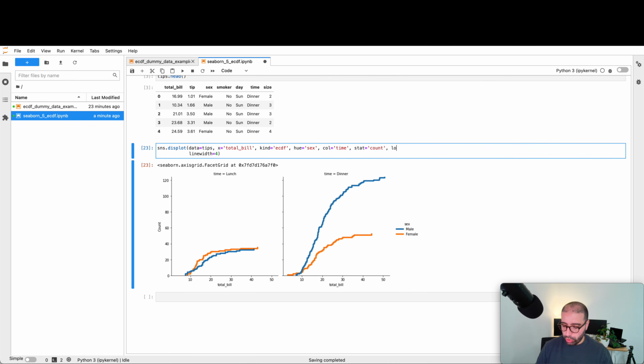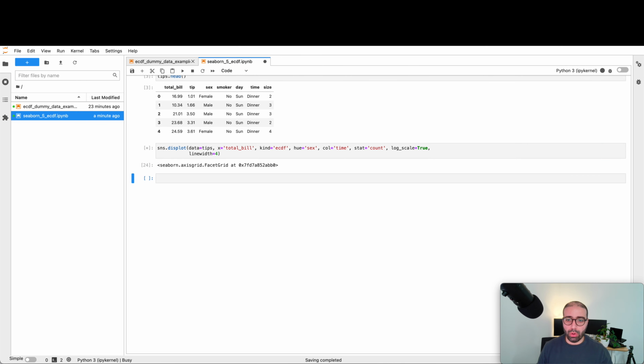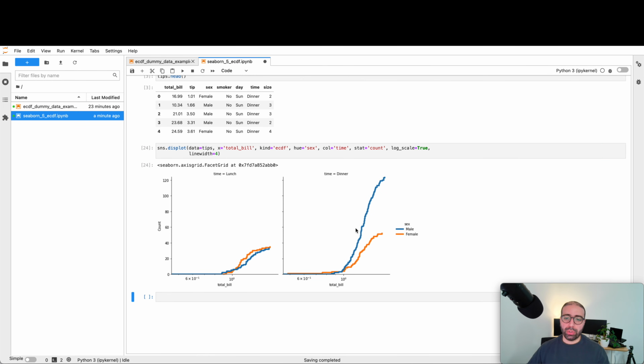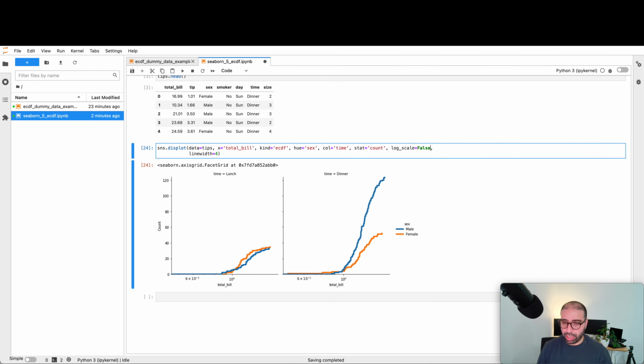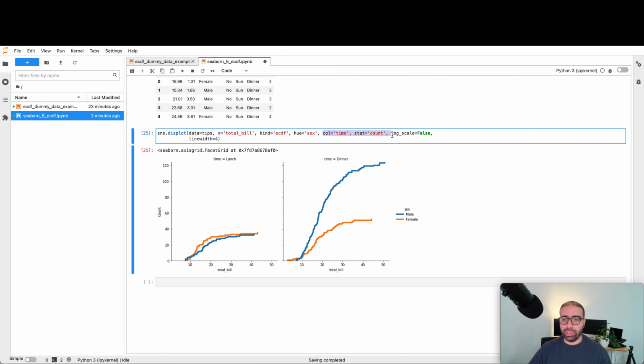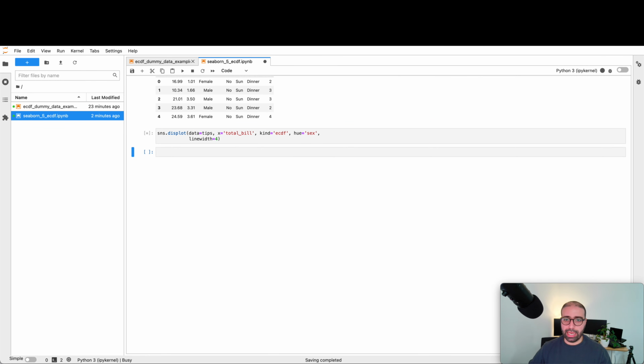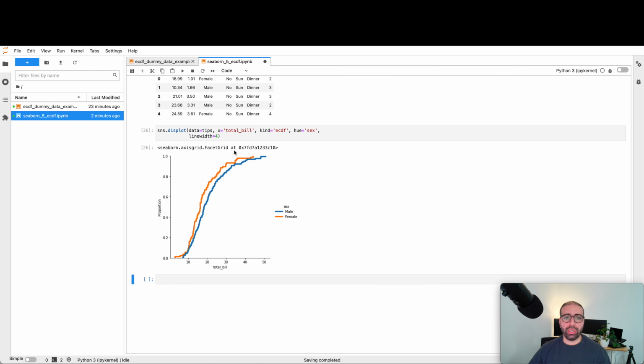The other thing you can do, you can use the log scale if you wanted to. So by default, it is set to false, but you can set it to true. For this data, I don't think it really makes sense to use the log scale, but if you wanted, you could use it for other data. So I'm going to set it back to false again. So let's get rid of these three last parameters that I set, and let's go back to just one graph.